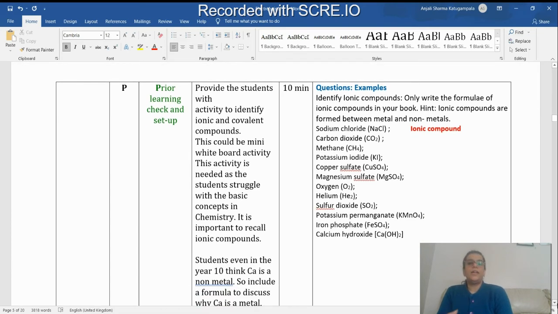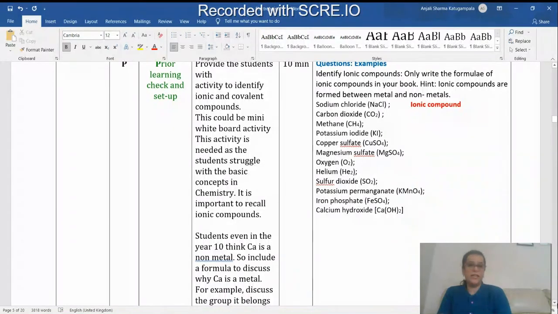So, prior learning and check. You are going to check the students' prior learning, because it's the electrolysis topic. I'm going to check whether my students are able to identify ionic compounds. So I give them a hint: ionic compounds are formed between metals and non-metals. Can they now identify which one is metal and which one is non-metal? And you will see students struggle here in the identification of compounds.